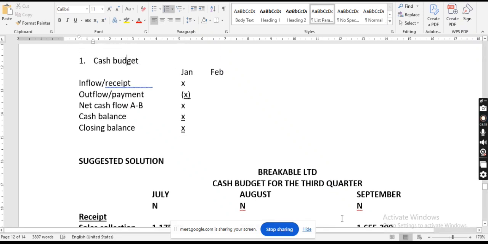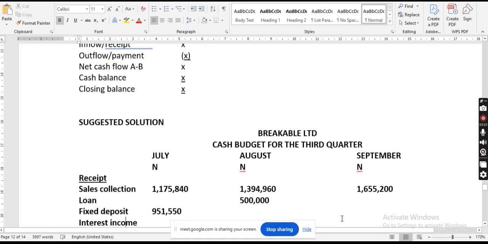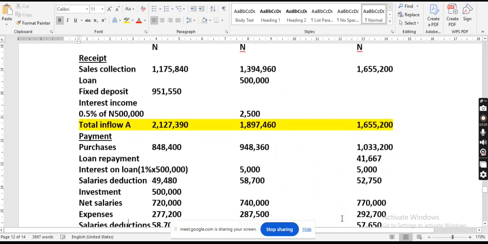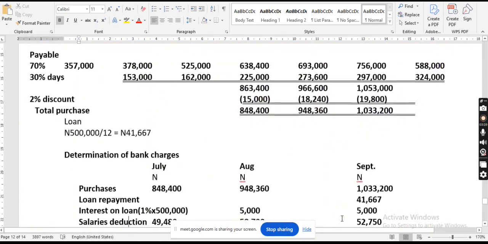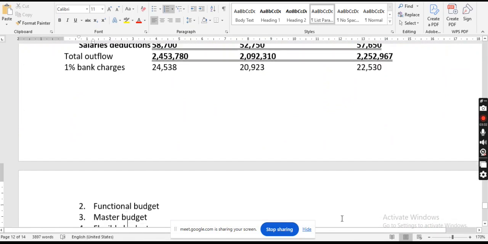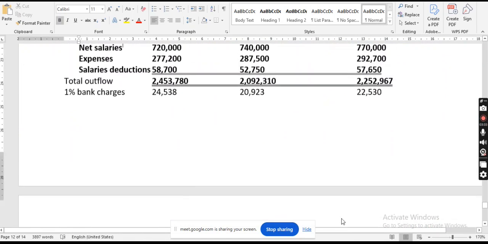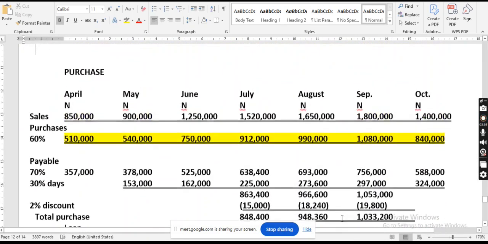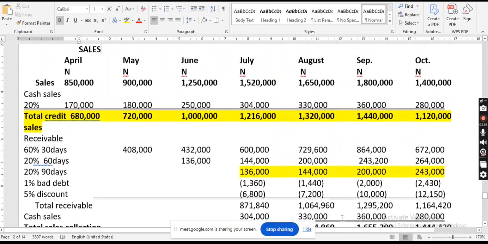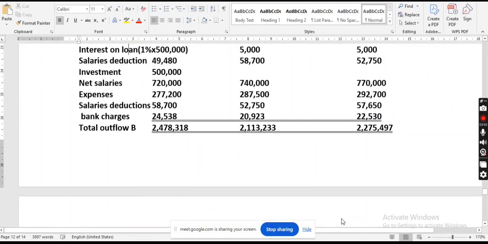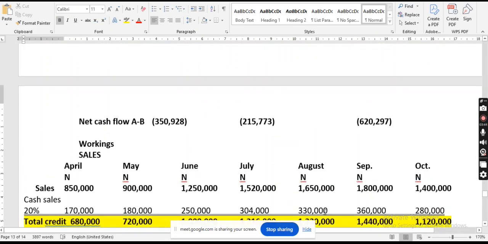This is the simple format you need to know under the cash budget. And you should understand the interpretation of the question first. It's very important. Now, you can see the way we were analyzing all these things one after the other yesterday, in our last class. So it is what it is. So what do we have?